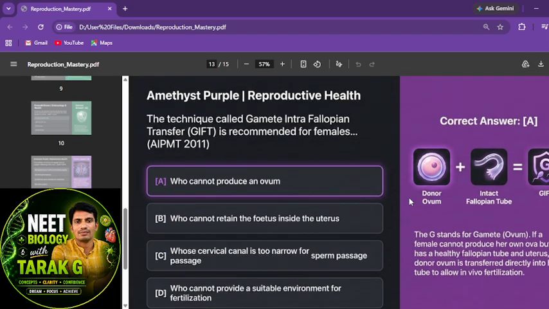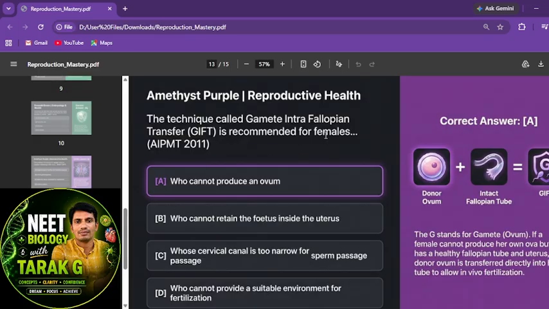Right? And the next question: the technique called gamete intrafallopian transfer, GIFT, is recommended for females. This was asked in 2011. This is very important. Gamete intrafallopian transfer. Is that IVF, in vitro, or in vivo? I have to find it. You are transferring the gamete, and fertilization takes place inside. That's why it is an in vivo condition.